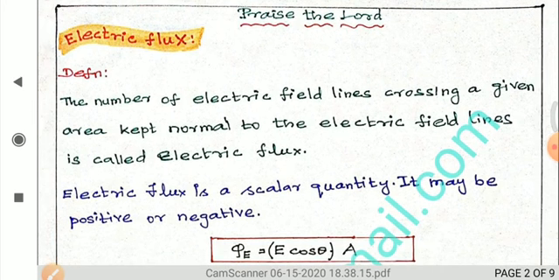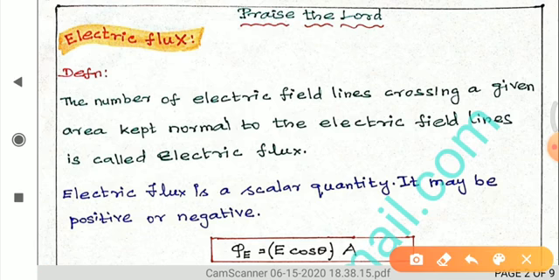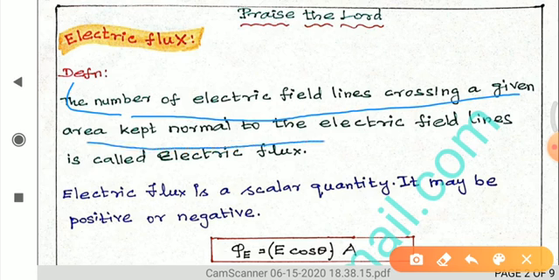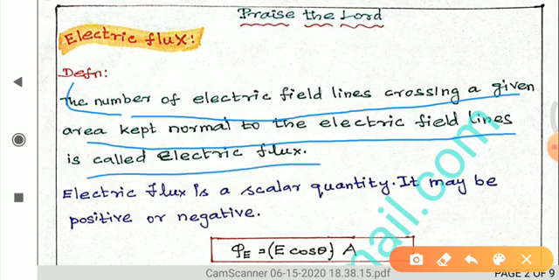Okay, actually it is a 2-mark question, but we have to know how this formula came. Now what is the definition for electric flux? For a 2-mark question you have to write the answer like this: the number of electric field lines crossing through a given area kept normal to the direction of electric field lines, that is known as electric flux.